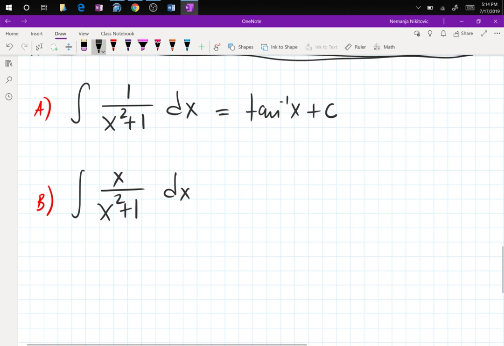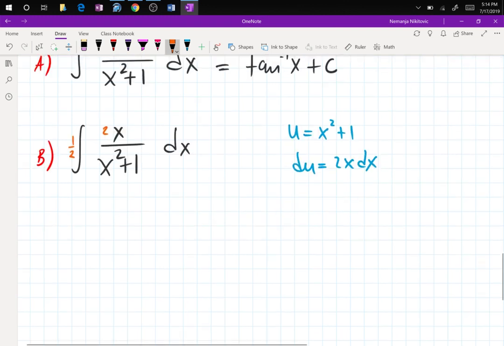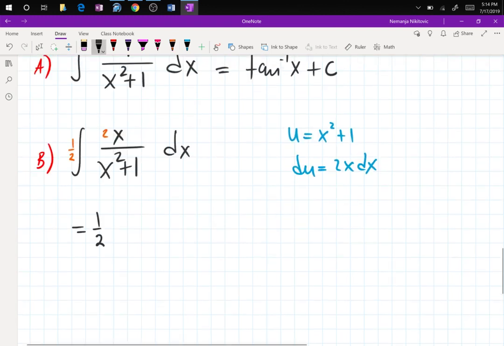Yes, u sub, exactly. The bottom is u sub. What's u? U is x squared plus 1. Du is 2x dx. I don't have the 2, so I'll plug in the 2 and a half in front. So now I have 2x dx. So it's 1/2 integral, 2x dx becomes du over u.